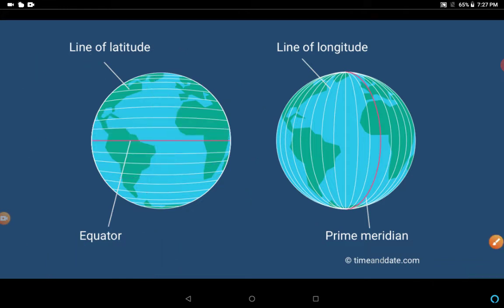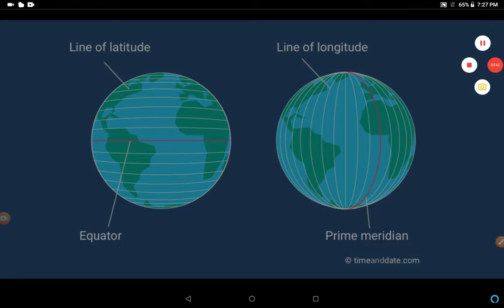After that, next one is about longitudinal lines. These are the longitudinal lines.